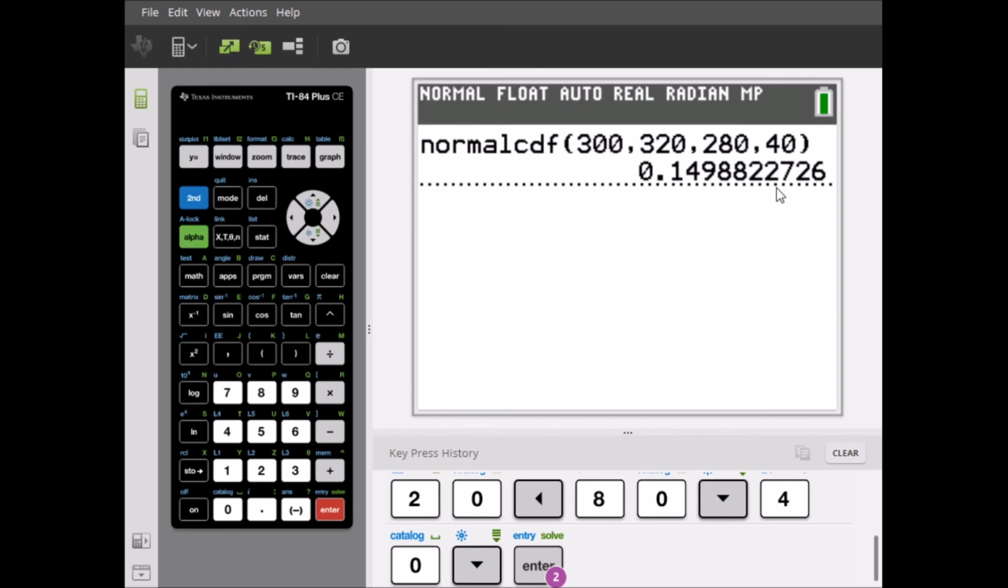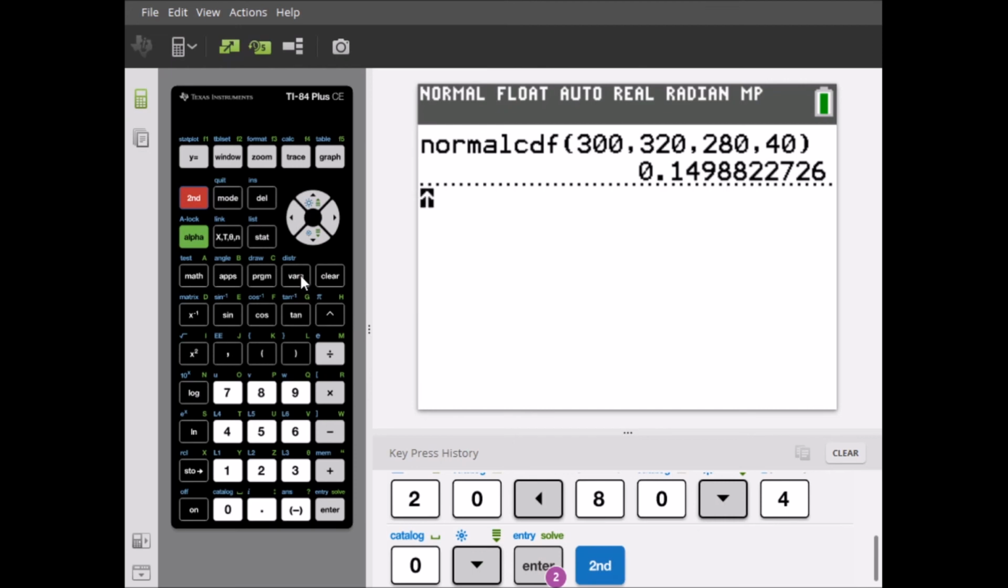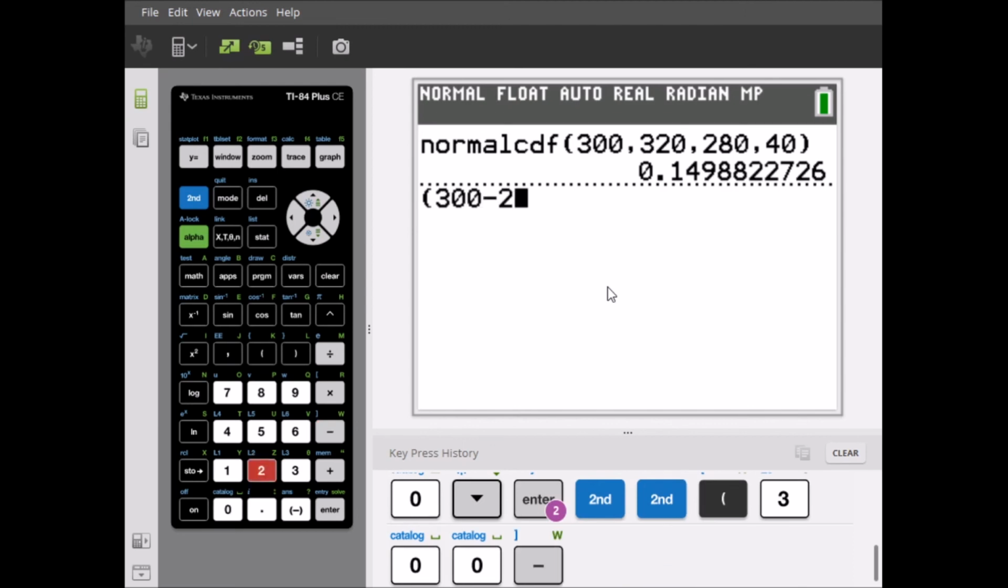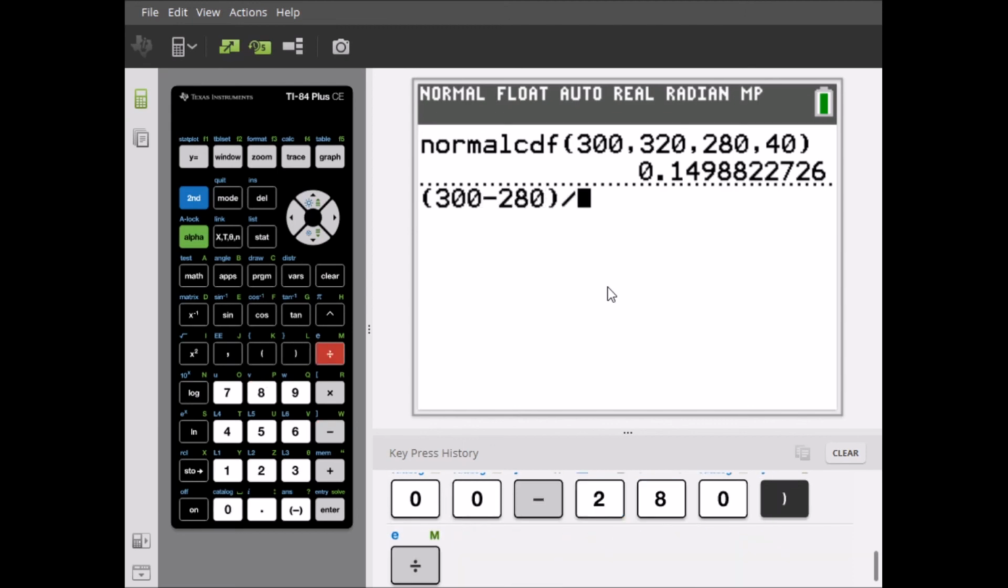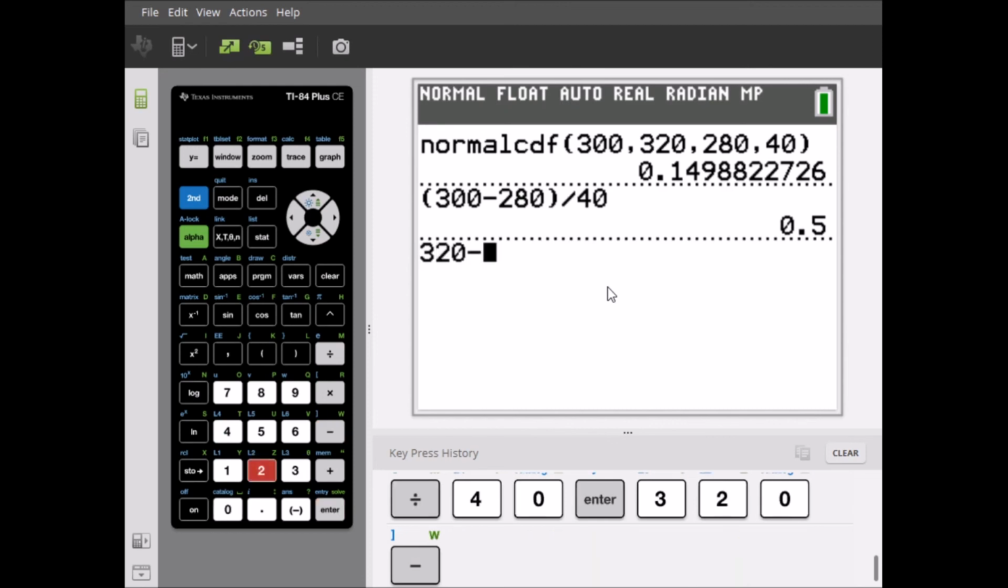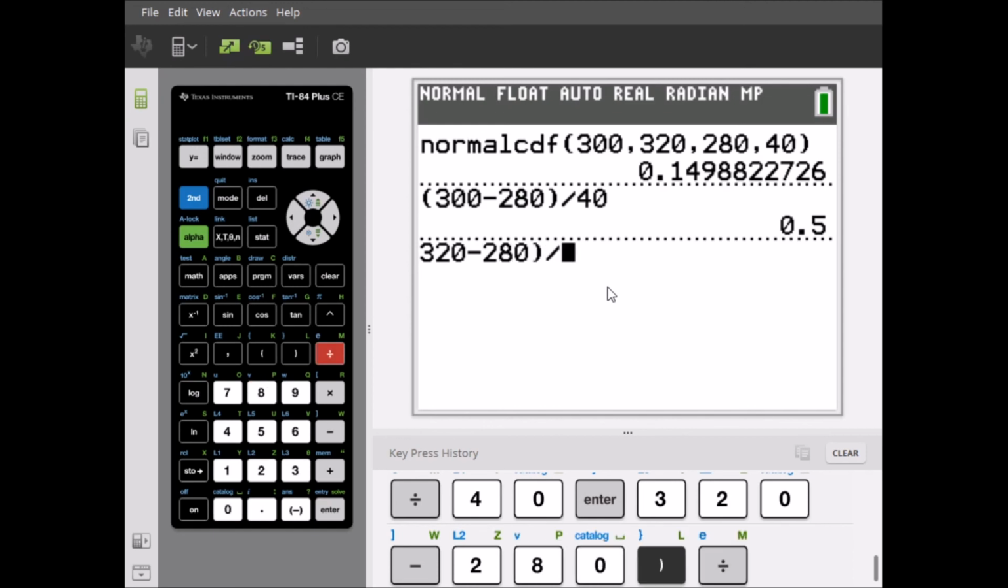Now, on the 84, you can't type in just the word NORMCDF, which is fine, but you can still, if we go back to that distributions menu, use the z-scores. I'm actually going to calculate some z-scores first on here just so you guys can see what that looks like. So let's imagine we're calculating z-scores for our endpoints. We're going to do 300 minus 280 divided by that standard deviation of 40. That's 0.5. And we'll do 320 minus 280 divided by 40.